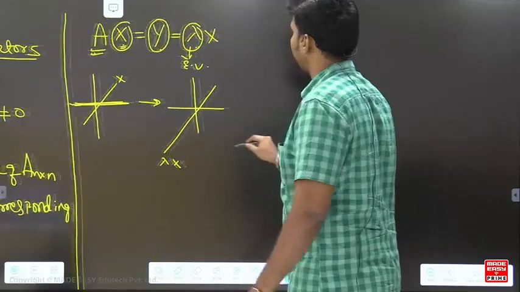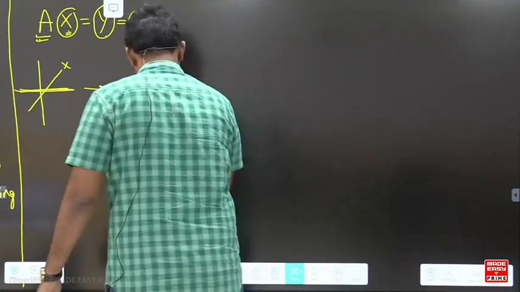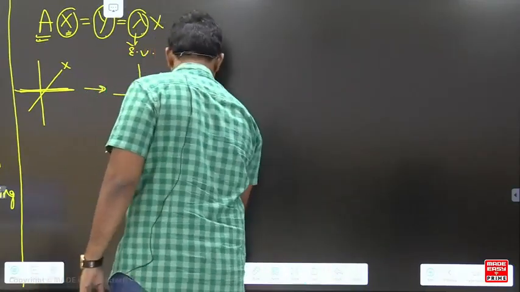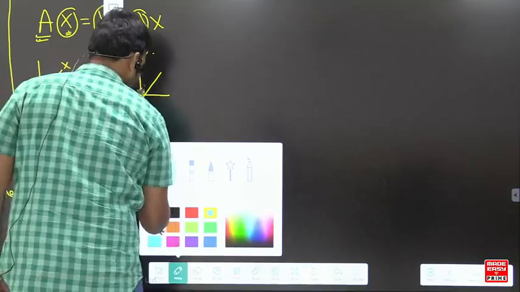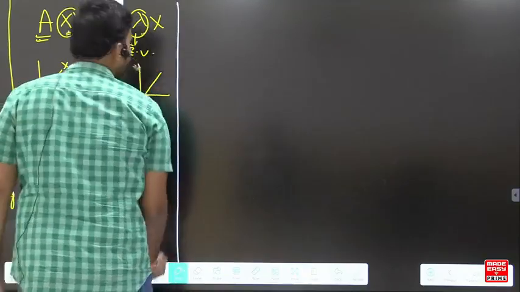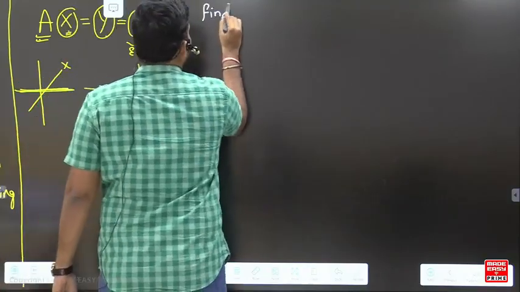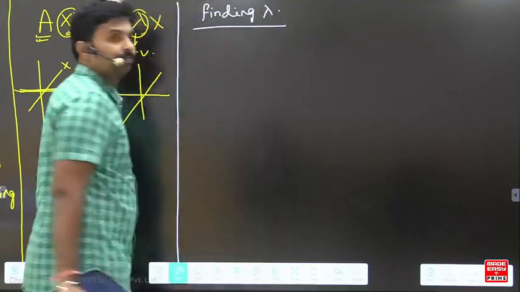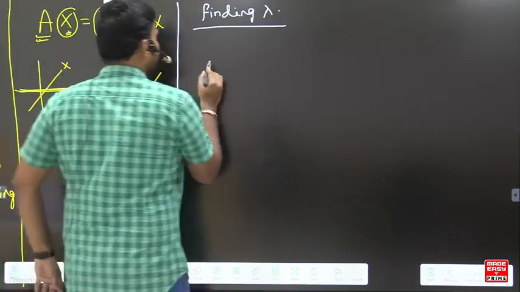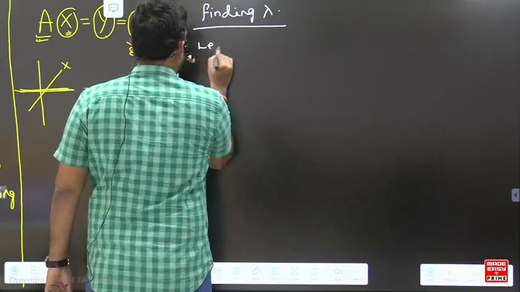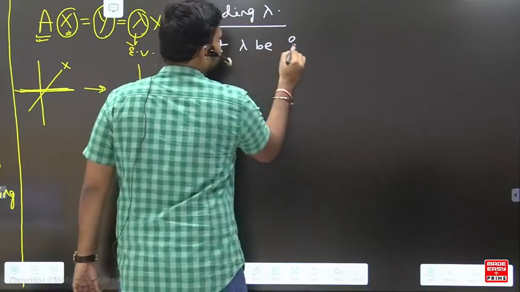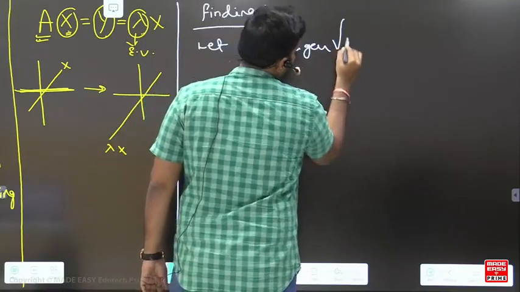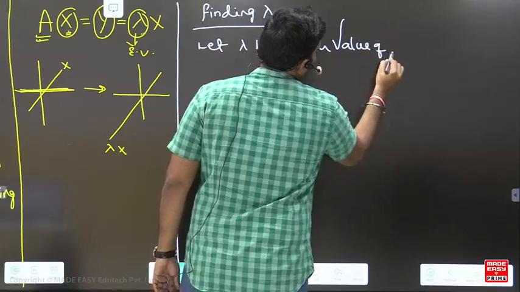Okay, beta. So I think everybody understood this. So now let's find out how to find the eigenvalue and eigenvector here. How do you find lambda? Let us understand. Let lambda be the eigenvalue of A.